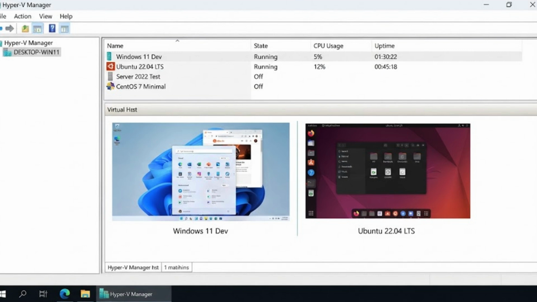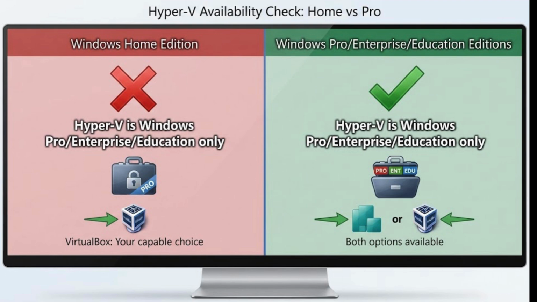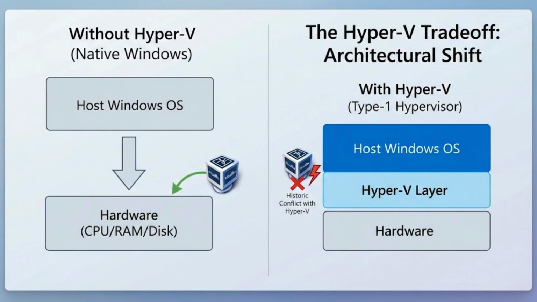This is Hyper-V and VirtualBox territory. And now the decision comes down to which of those two fits you. First filter. Hyper-V is not available on Windows Home Edition at all. It ships only with Windows Pro, Enterprise, and Education. If you're on Home Edition, that decision is already made for you. VirtualBox is your only option here, and honestly, it's a genuinely capable one, not a consolation prize.